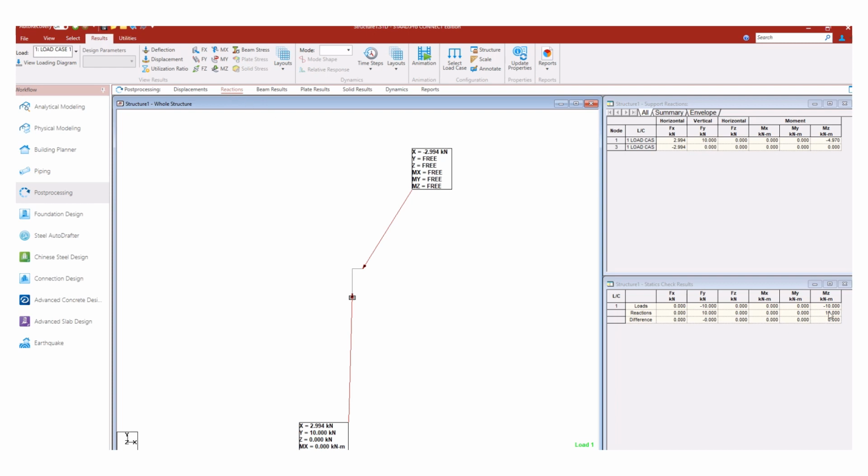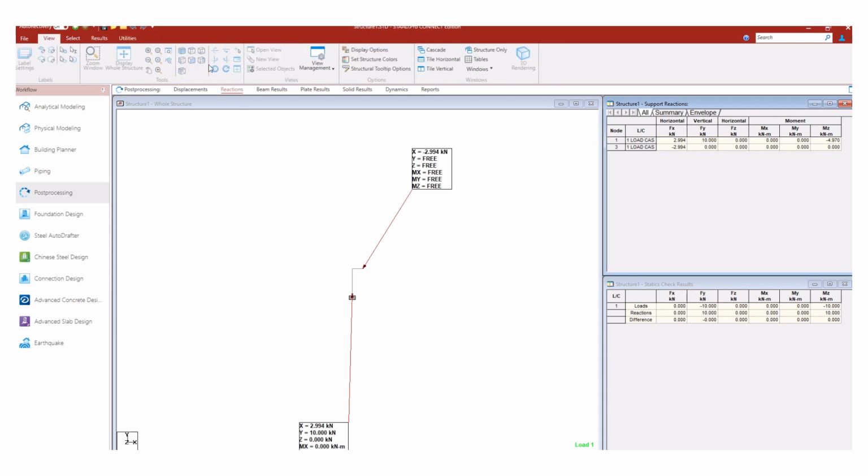Reactions. Yeah, Mz is 4.97. View results.